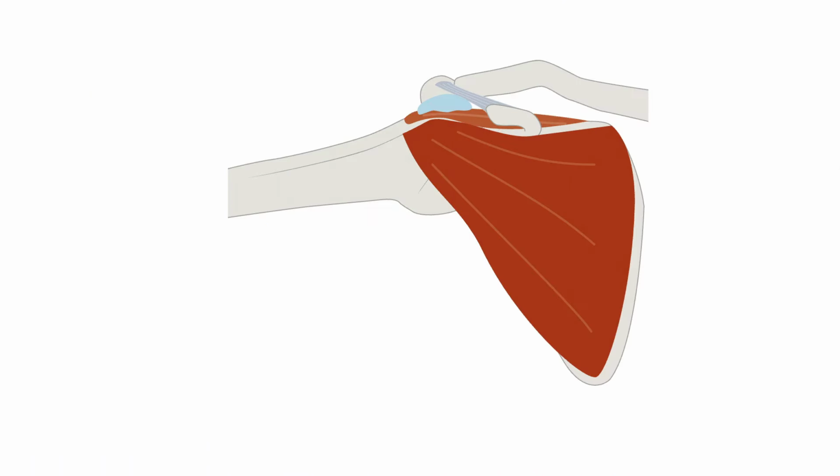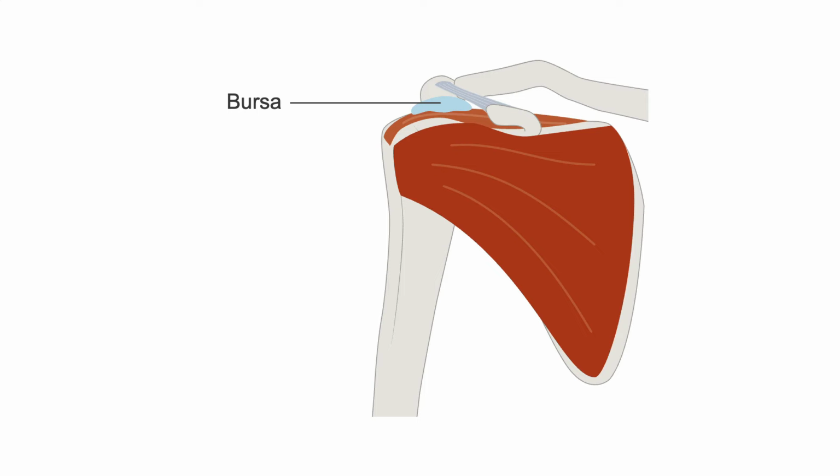Bursa are thin sacs filled with a small amount of synovial fluid that are located near the joints in between the bones, tendons, and muscles. The function of a bursa is to facilitate joint movements with minimal friction or resistance.